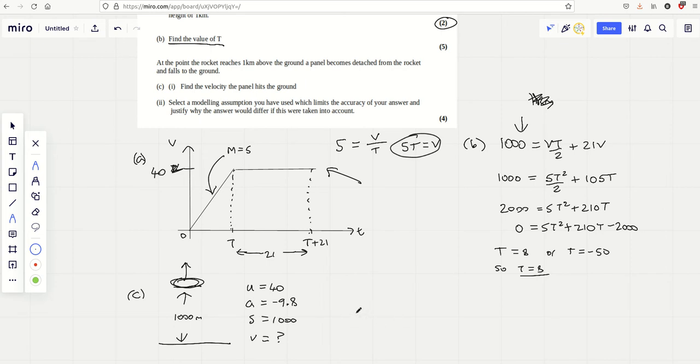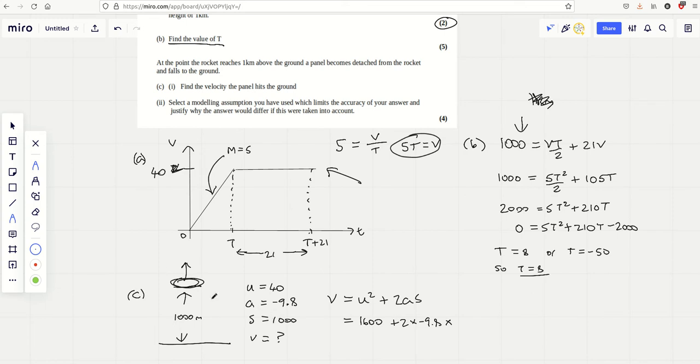We've broken up the problem into 2 stages. Okay, so we're going to do v squared is u squared plus 2as. And so we're going to have 1600 here, and then we're going to have plus 2 times minus 9.8 times.